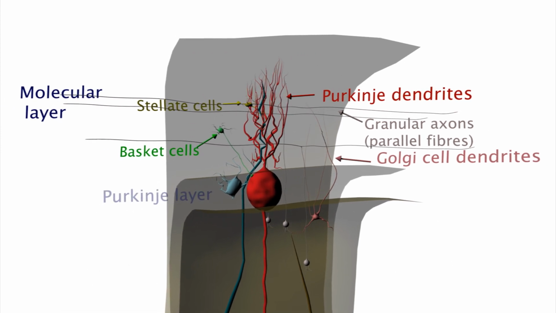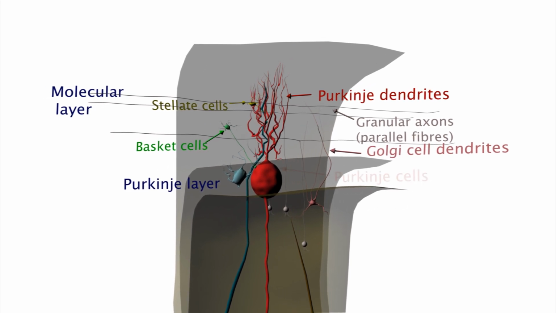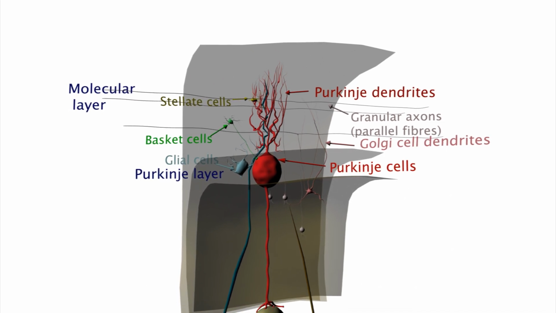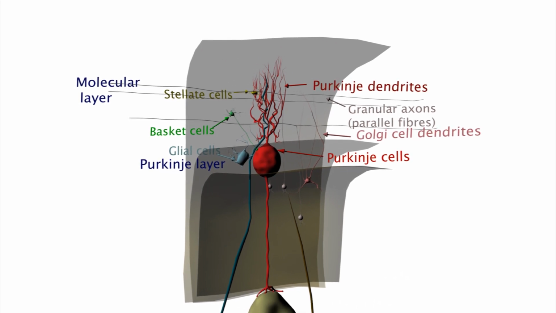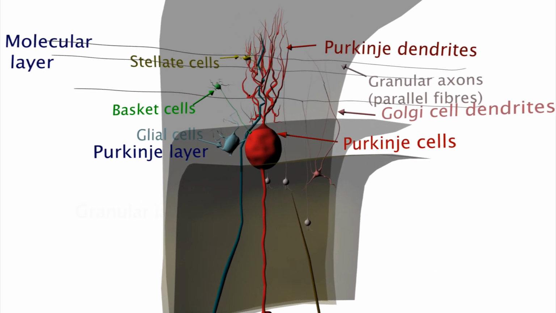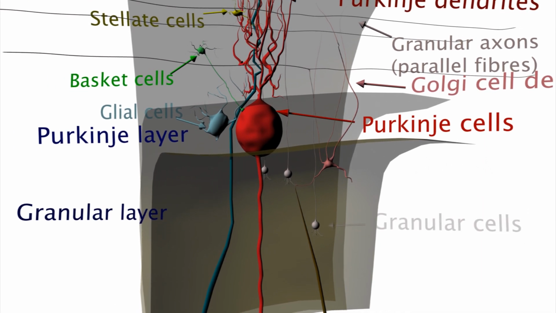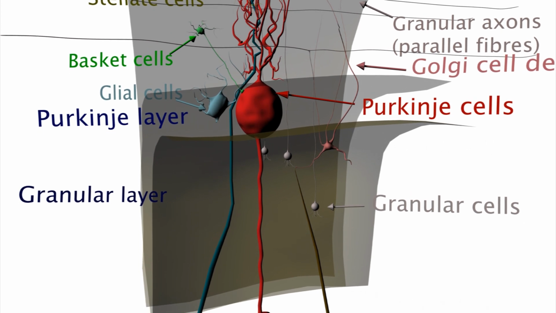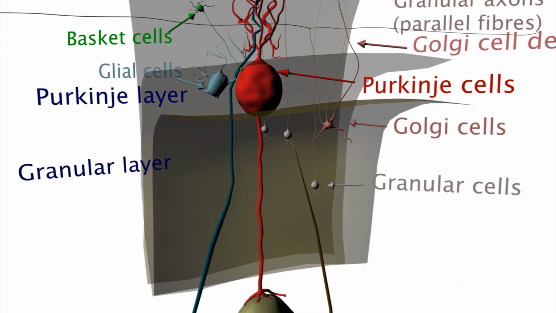Under the molecular layer is the Purkinje layer, which contains the bodies of all Purkinje cells as well as the bodies of housekeeping glial cells, part of the dendrites of the Golgi cells, and part of the axons of the granular cells. Below the Purkinje layer, we find the granular layer, which contains the bodies of billions of granular cells which project their axons into the molecular layer. Here are also located the bodies and axons of the Golgi cells.